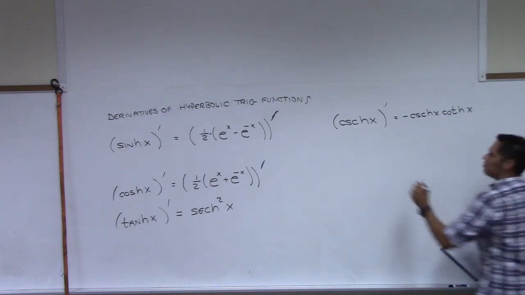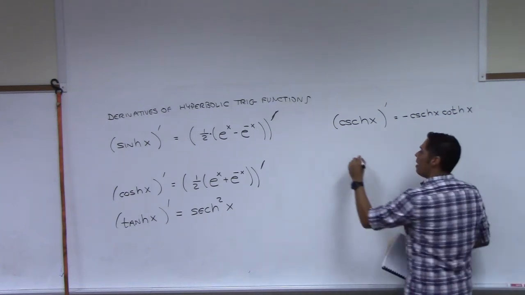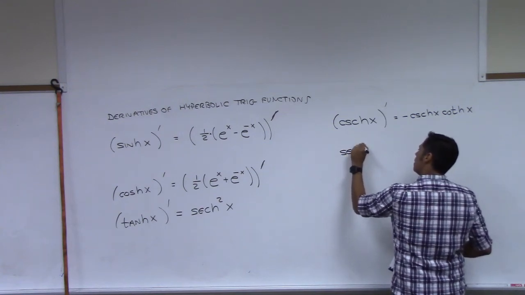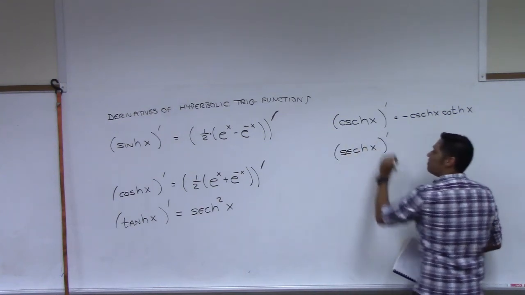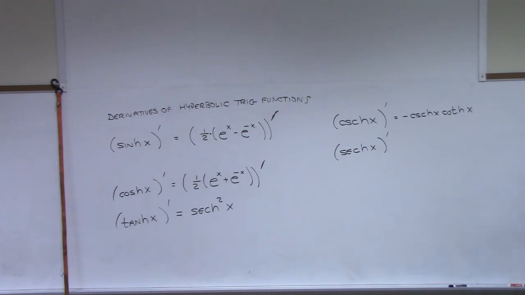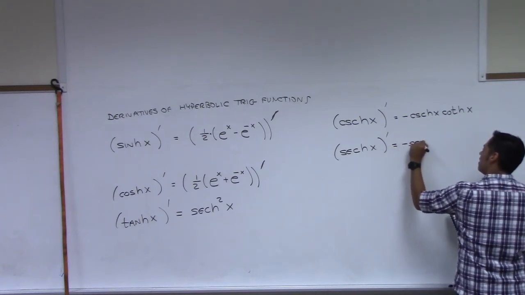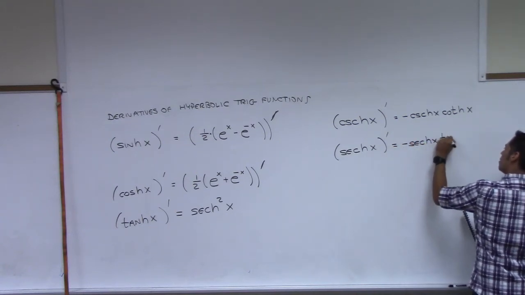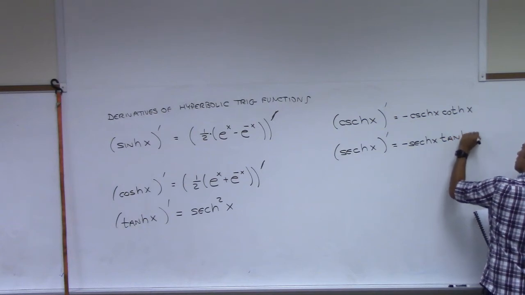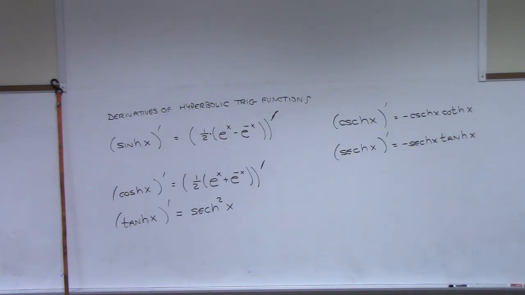Now, do you remember what the derivative of secant x was from Cal 1? Secant x times tangent x. And it would be nice if that's what it was, right? It's not. It's negative secant hyperbolic x tangent hyperbolic x. Close, but no cigar. Do you remember the derivative of cotangent of x in Cal 1?